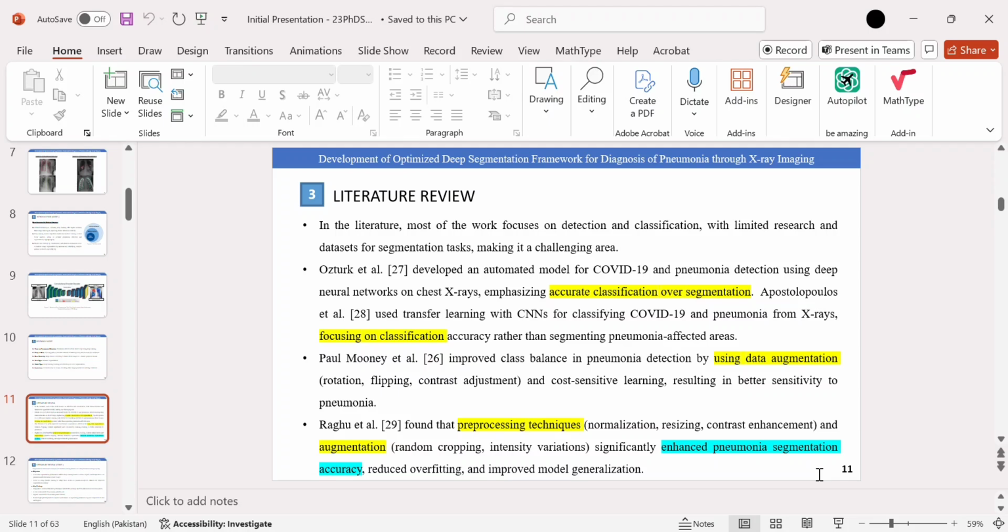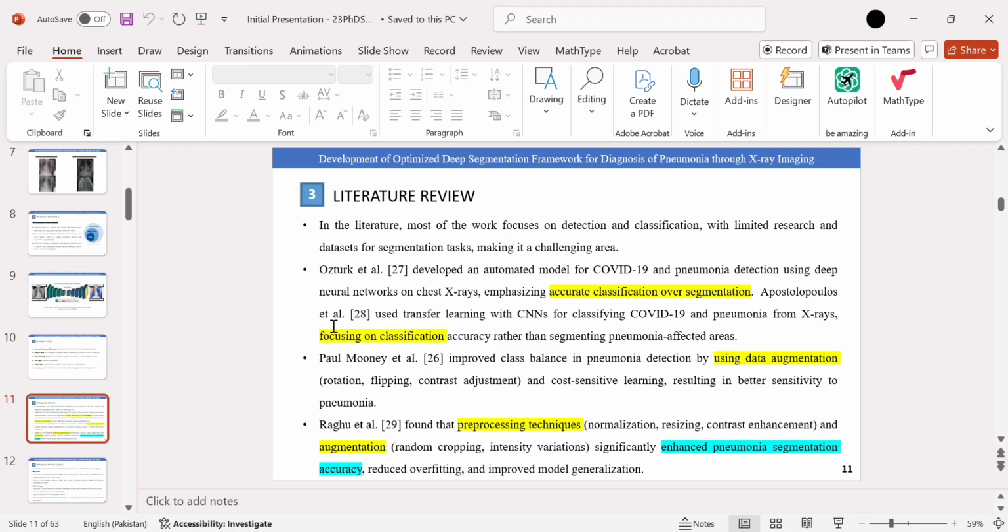This is the literature review. In the literature, most of the work deals with detection and classification. There is very limited research on segmentation. The first researcher, Osterg, with citation number 27, developed an automated model for pneumonia detection on chest X-ray images. It emphasized detection on the classification task, not on the segmentation task.